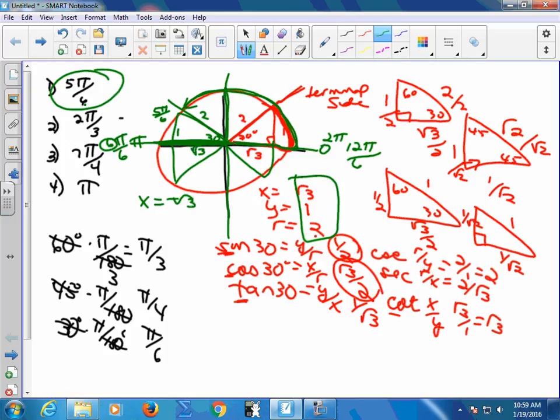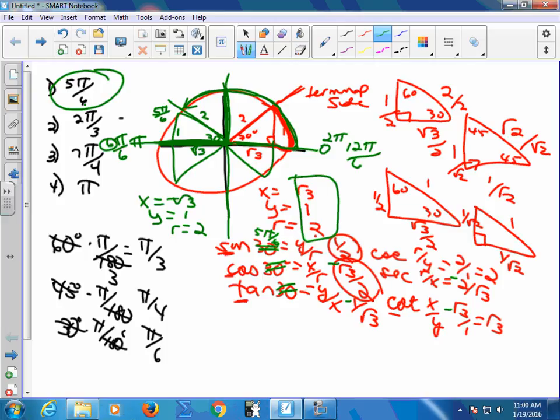Is this a positive or negative y? And we said your radius is always positive because it measures a distance. So now when I find these, the only thing that's going to change is anything that has an x in here, this is now going to become negative. And this I'm just going to say 5 pi over 6. And my tangent, negative. My cosecant stays okay, but my secant and my cotangent change.